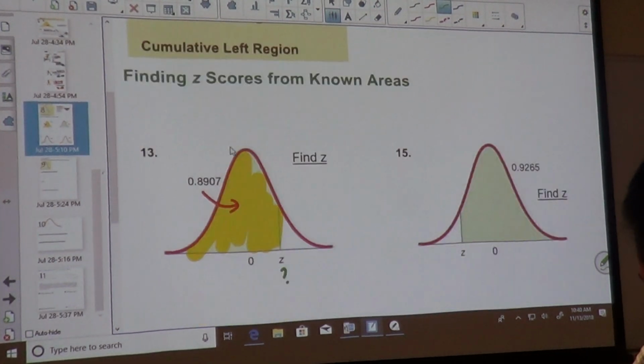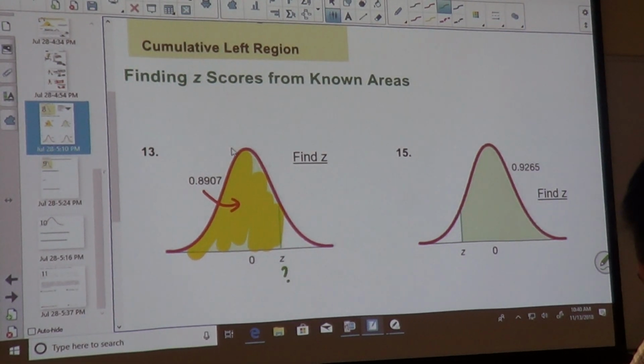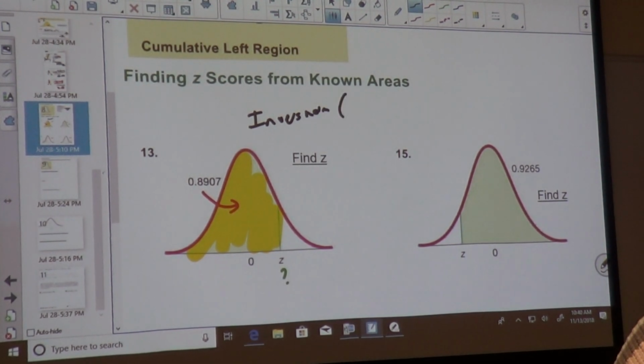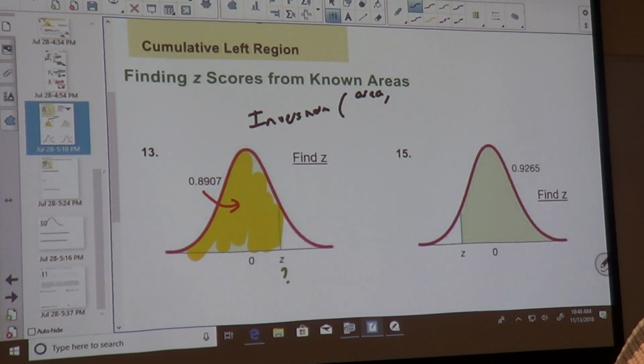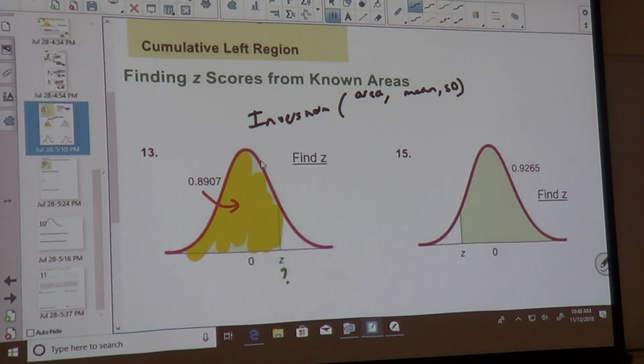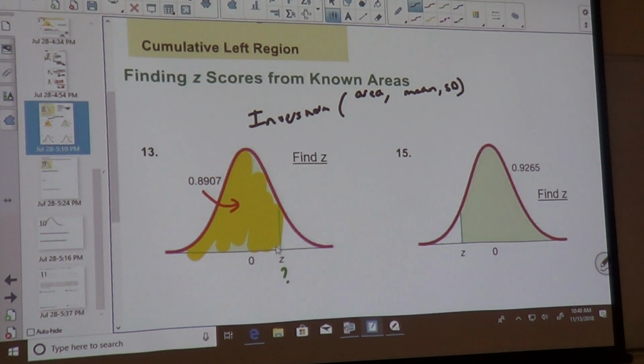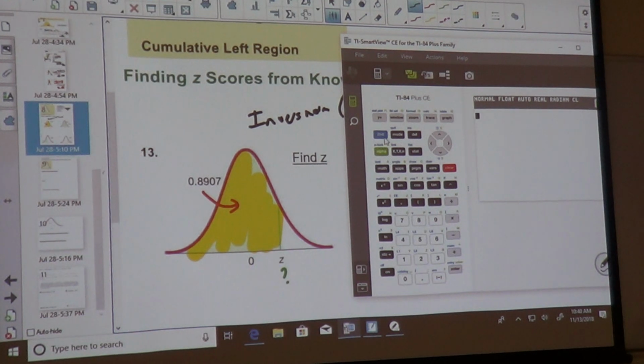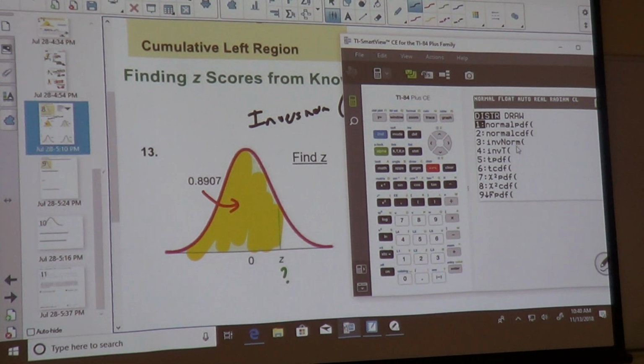So, here's what we do for this one. You're right, it says find z. We're going to do the inverse norm. And let's do area, mean, standard deviation. Inverse means you're going backwards. If you're inverting your body, you're turning it upside down. Inverse means backwards. So for this one, I'm going to do second bars again. Inverse norm means I'm doing it backwards. I had the answer, but I'm working it backwards to find part of the problem. So I'm going to do inverse norm.